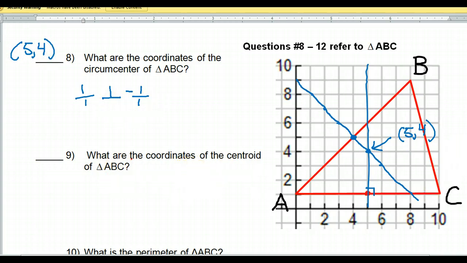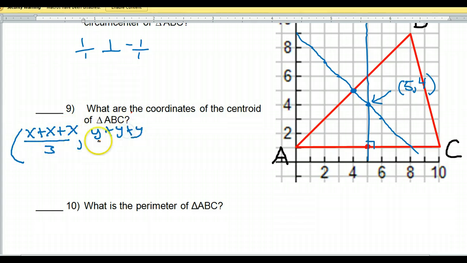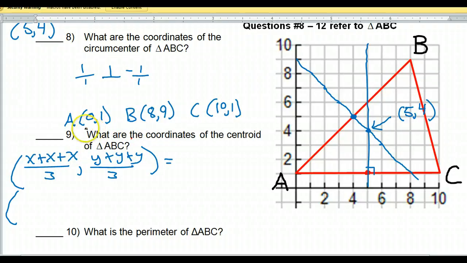Coordinates of the centroid. The centroid is the one where we do the average of the x's and then the average of the y's. So we're going to do x plus x plus x divided by 3, comma, y plus y plus y divided by 3. Okay, so here are the coordinates of A, B, and C, which I just looked at the graph and saw where they were.